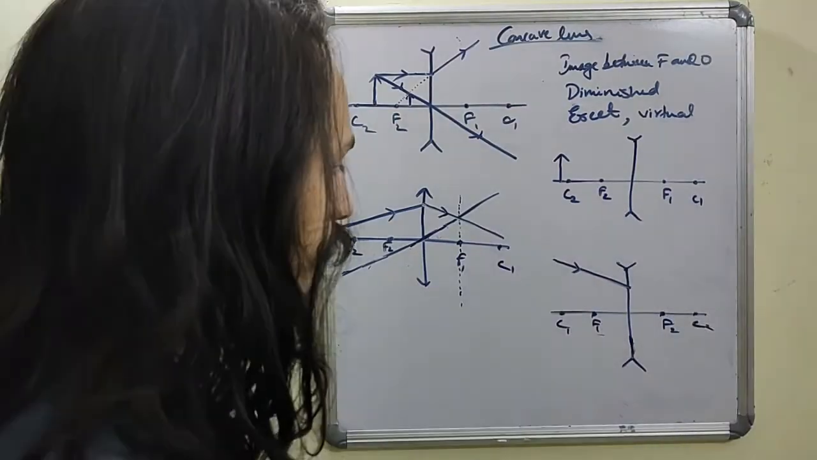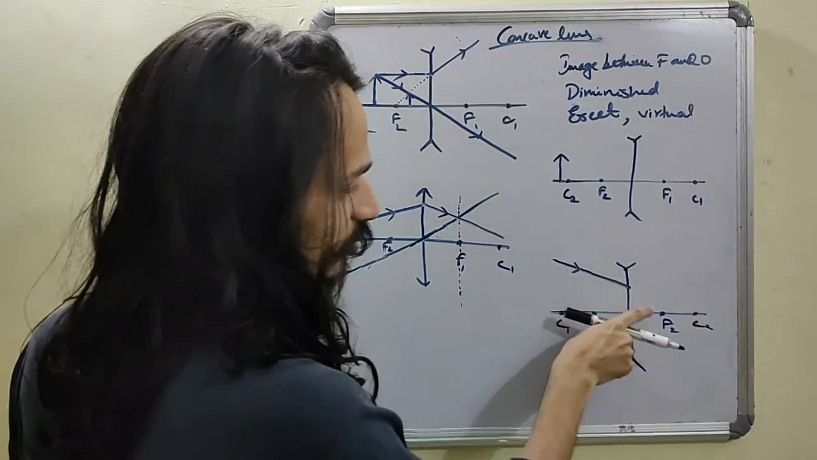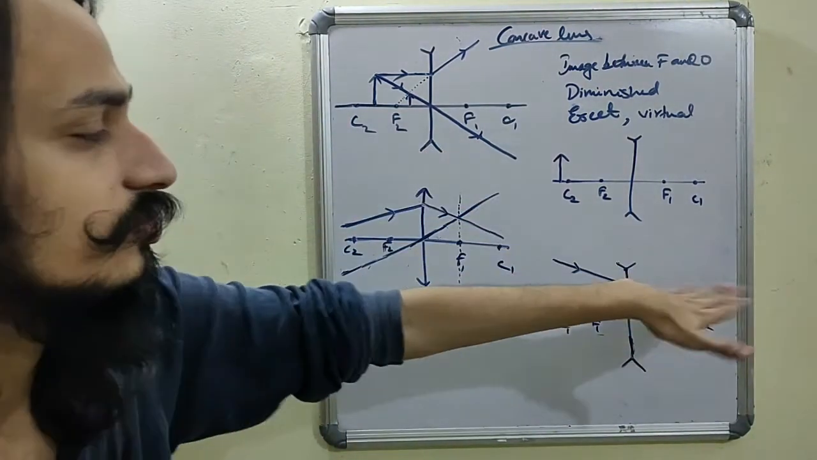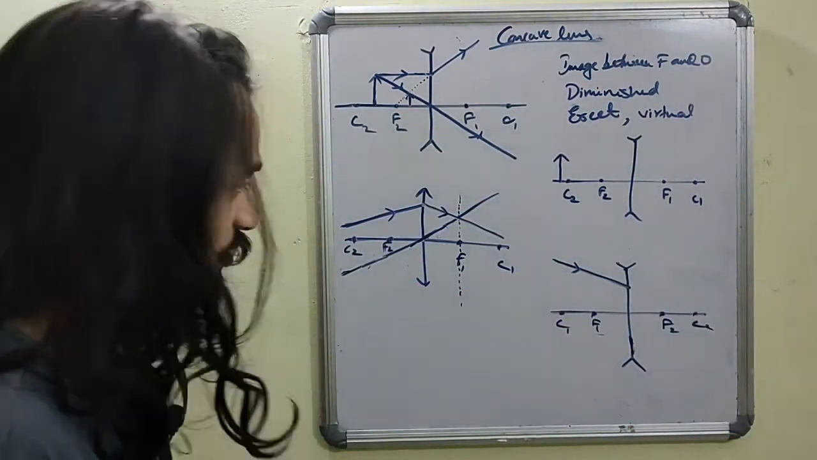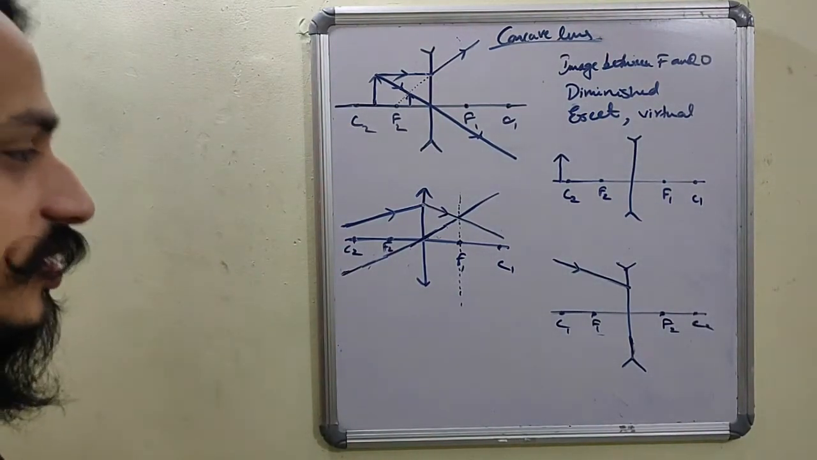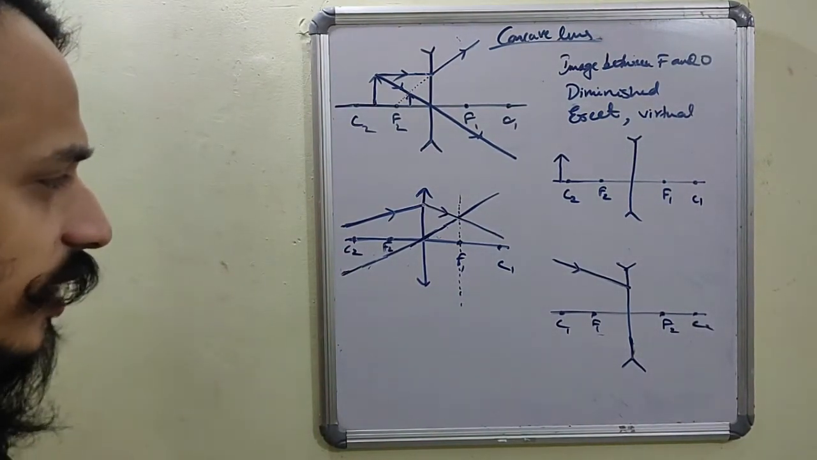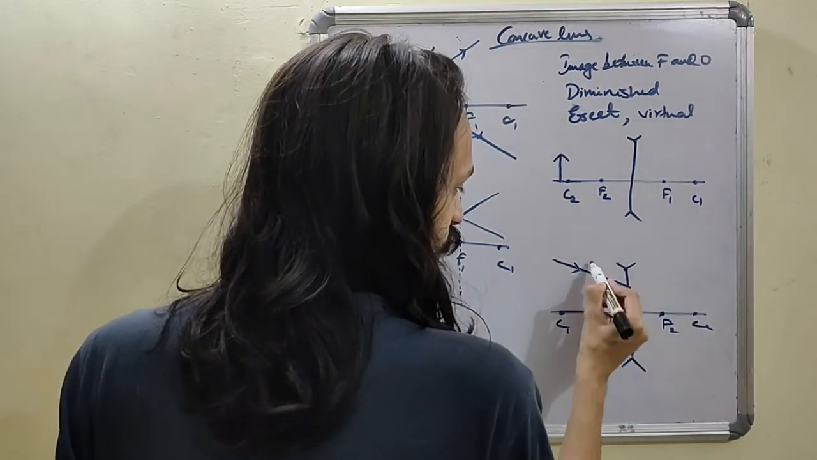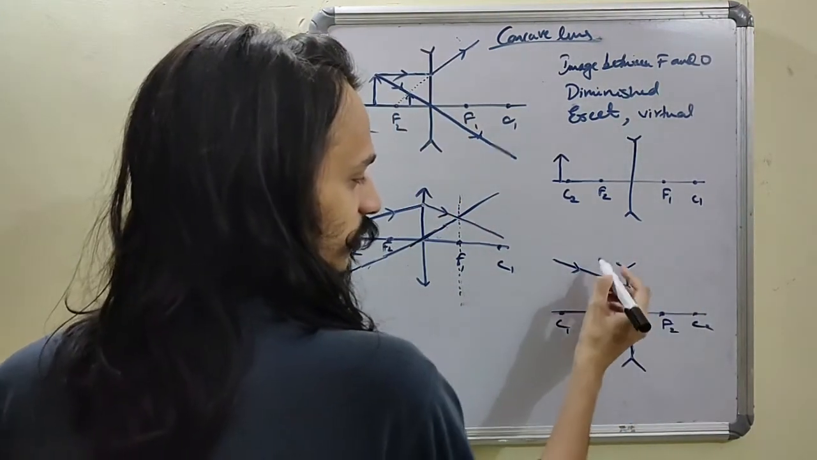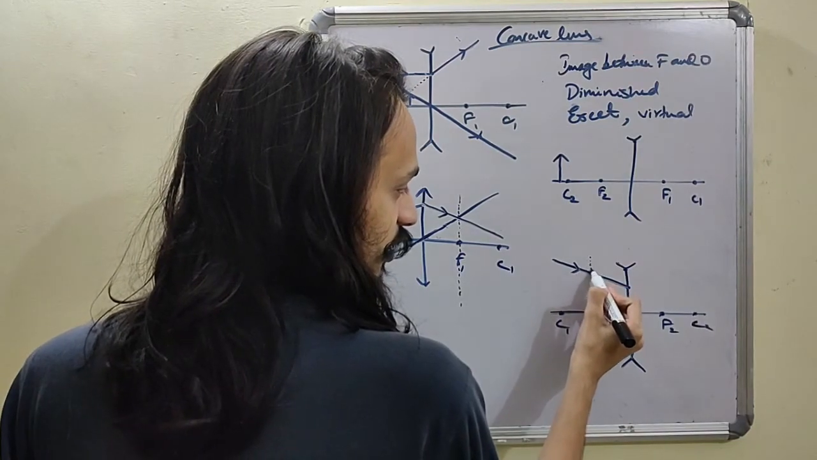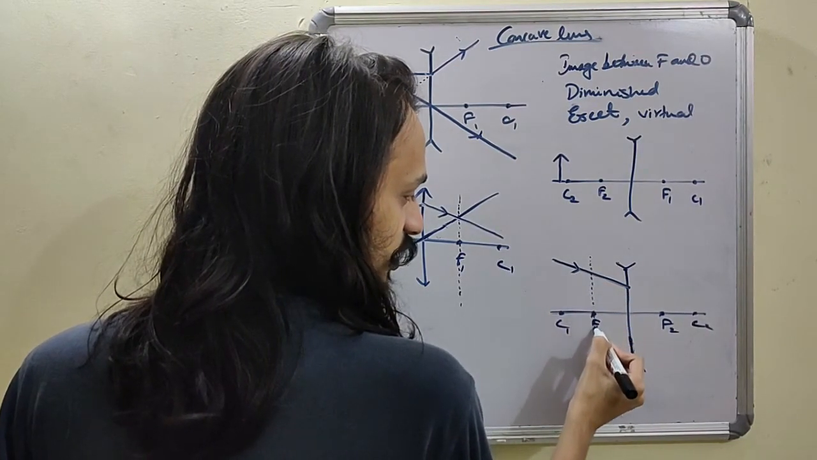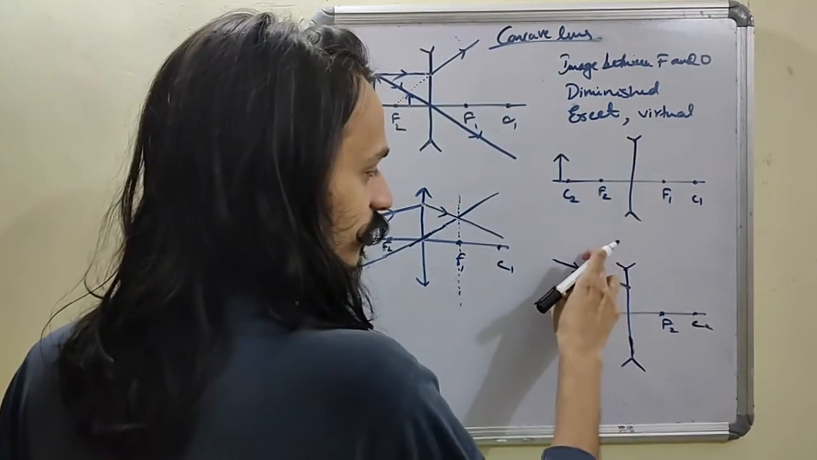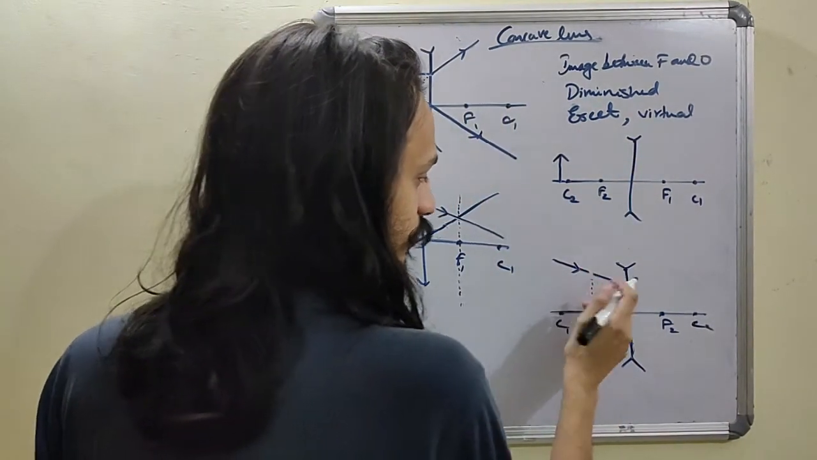Now, this is not going to pass through the focus, so I can't say it is going to become parallel. That's not the case over here. So what can be the case? Again, we'll have a similar rule. First, I know for a concave lens, the image will be on the same side as the light is coming from the object. So first, I draw this normal over here. It'll have to be this long.